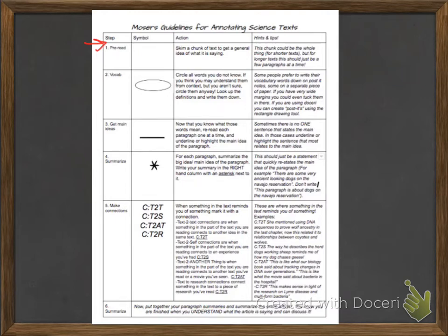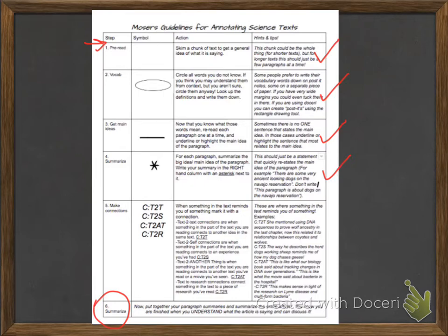The last step in this process, step 6, is summarizing the whole darn thing. You're going to look back, reread, look over the vocabulary, look at the summaries for each chunk, and the main ideas for each chunk, and put together a paragraph or so that sums up what the article says.